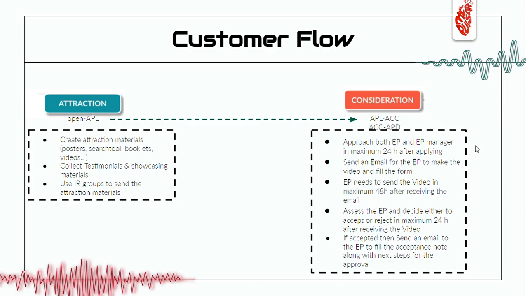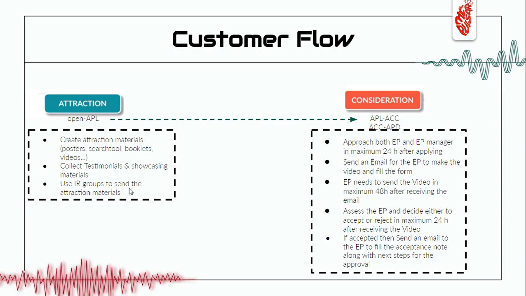To talk in more detail about our role, we're talking about attraction. What is requested of us as ICX to do? The attraction phase is all about creating attraction materials. We're talking about different types: collecting testimonials from previous EPs, showcasing materials, and using IR groups to send the attraction materials.